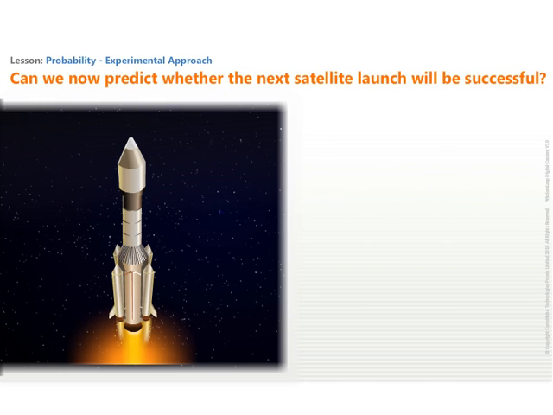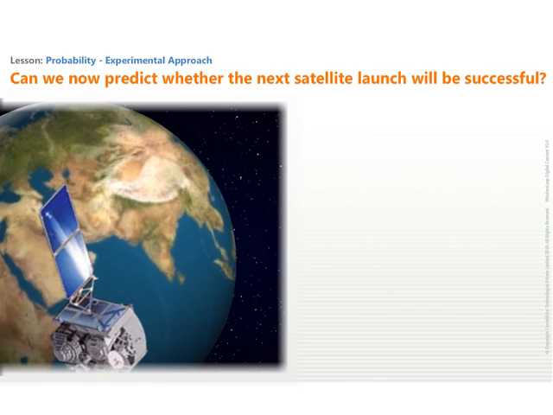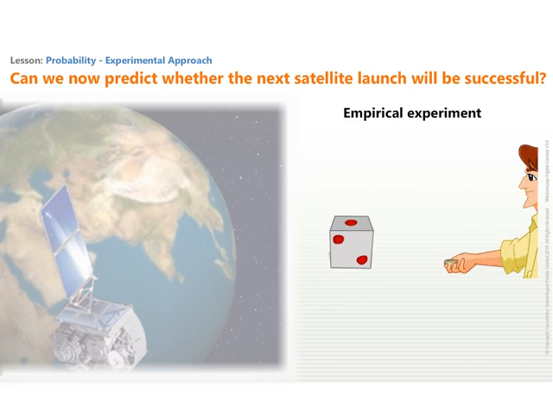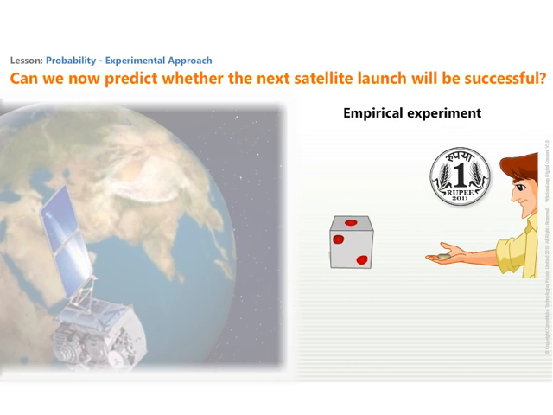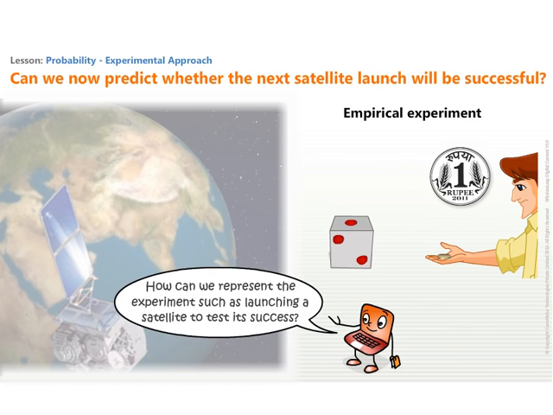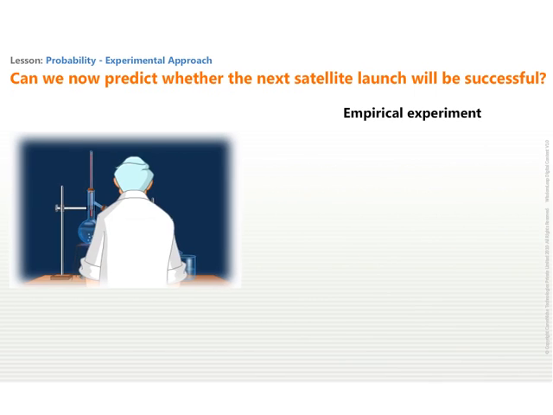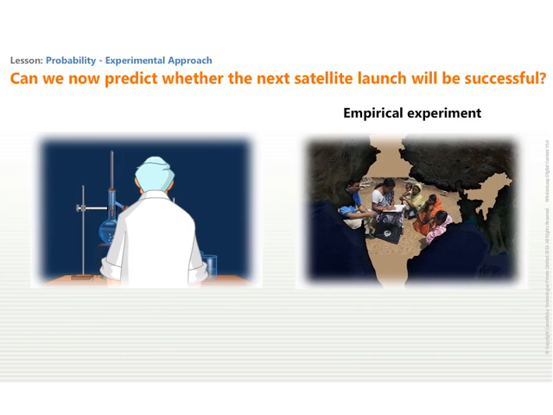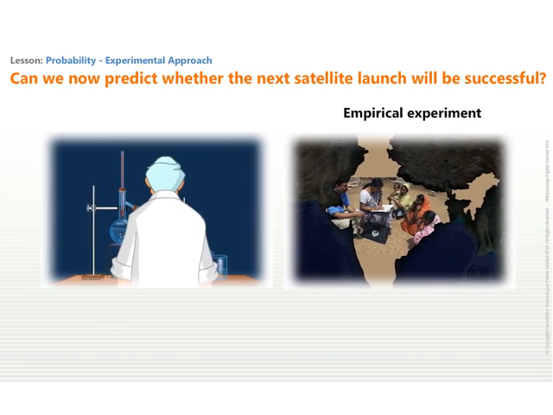Can we predict whether the next satellite's launch will be successful using probability? The empirical interpretation of probability can be applied to every event associated with an experiment, such as rolling a die or tossing the coin, which can be repeated a large number of times. How can we represent an experiment, such as launching a satellite to test its success? The requirement of repeating an experiment has some limitations. It is not feasible in many situations and is very expensive.